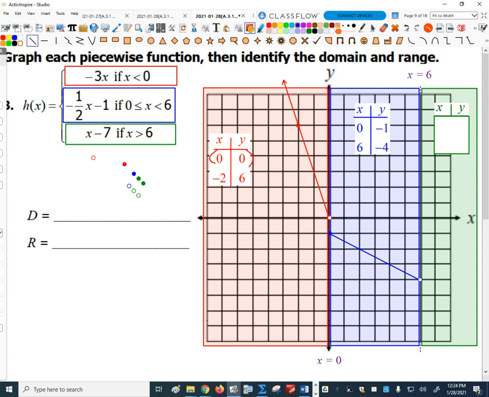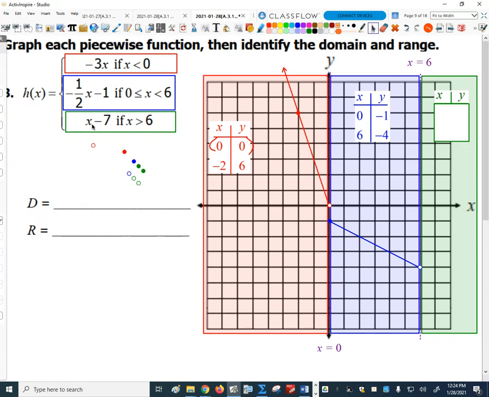Okay, what about the green piece? What am I going to plug in? Aiden McDermott, what X value am I going to get a ray, a segment, or a line for my green piece of the piecewise function? It's going to be a ray. Good. Okay. So what's the X value of the endpoint of my ray? 6. Good. So I'd plug in a 6.